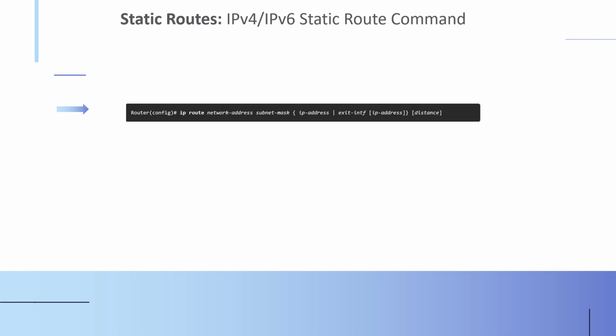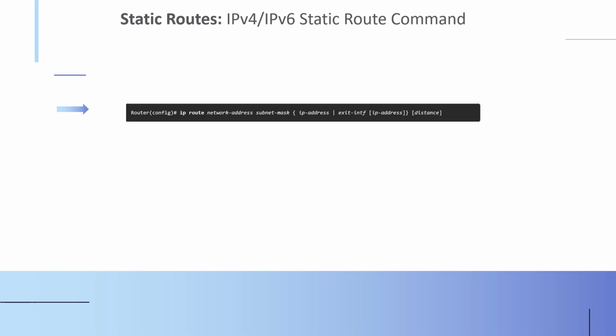The IP address identifies the next hop router IPv4 address. It is typically used with broadcast networks and could create a recursive static route, where the router performs an additional lookup to find the exit interface. The exit interface identifies the interface used to forward the packets. It creates a directly connected static route and is typically used in a point-to-point configuration. If we specify both the exit interface and the IP address, it creates a fully specified static route because it specifies the exit interface and the next hop IPv4 address.